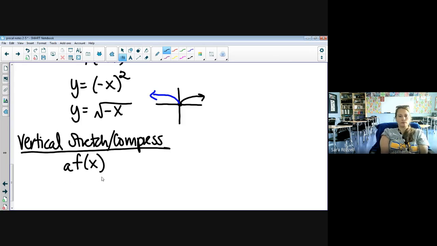Okay. Does anybody remember the number that A has to be larger than if we want it to be a vertical stretch? Yeah, I see some fingers. It's going to have to be bigger than 1. If it's bigger than 1, it's going to be a stretch. Okay. So if A is bigger than 1, that's going to be a stretch. And if A is between 0 and 1, that's a compression.